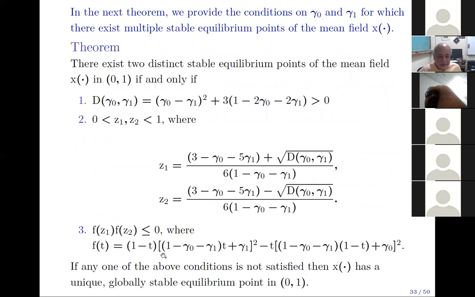get that if any one of the above three conditions holds, I'm not going through this because I don't have much time, and also the notes will be available on the web. If any of the above conditions are not satisfied, then X hat has a unique globally stable equilibrium point. So we can characterize when it has only one stable equilibrium point or only two stable equilibrium points, because of this if and only if statement.